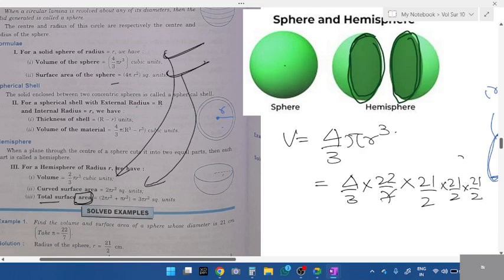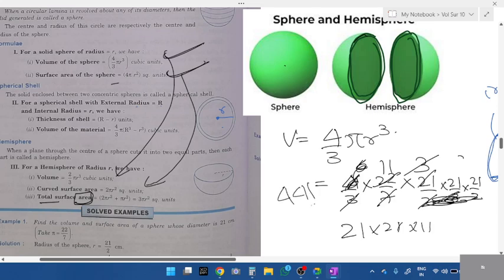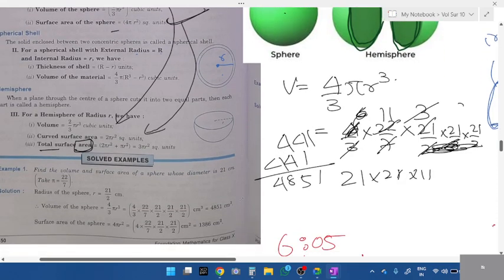7 ones are 7, 7 threes are 21, and 3 gets cancelled. 2 and 2, even this gets cancelled. So we have 21 into 21 into 11. 21 into 21 is 441. 441 and 11 you can even multiply like this. 4851. This is the answer.